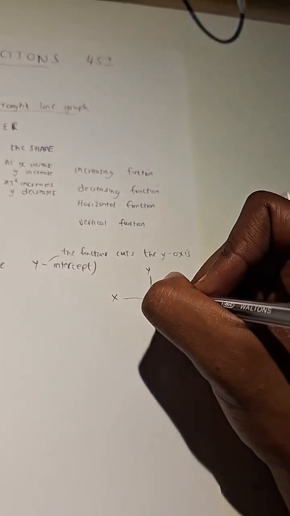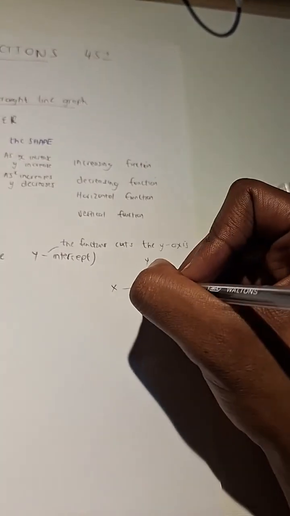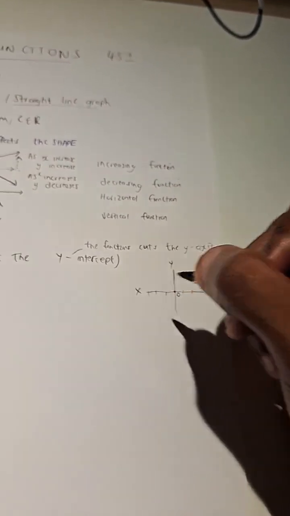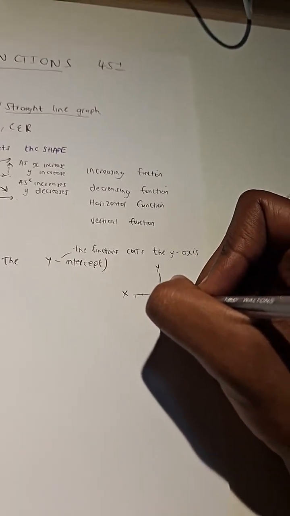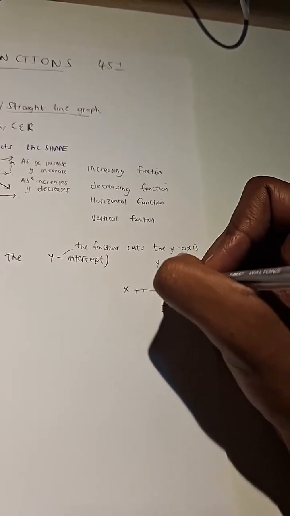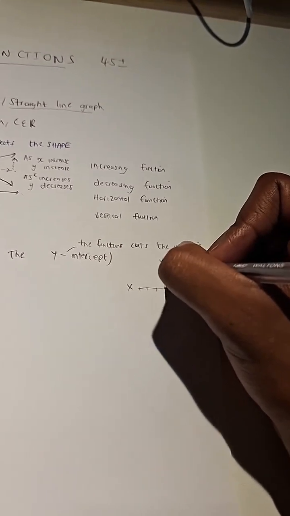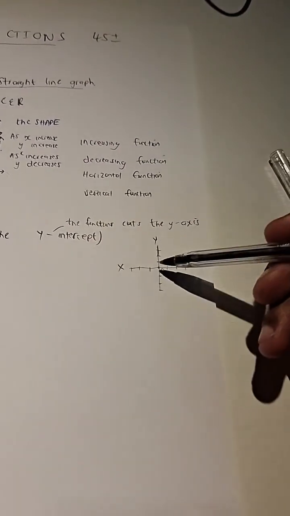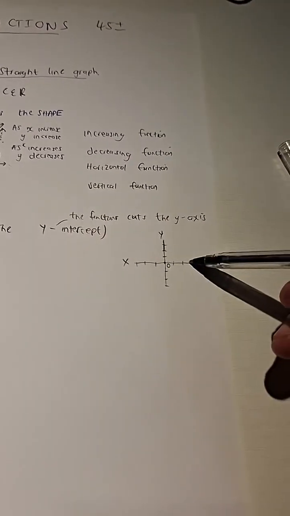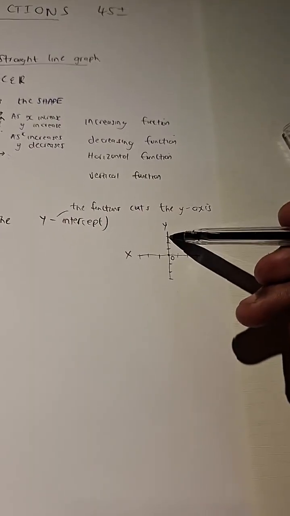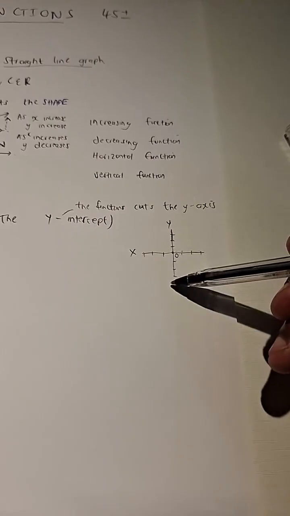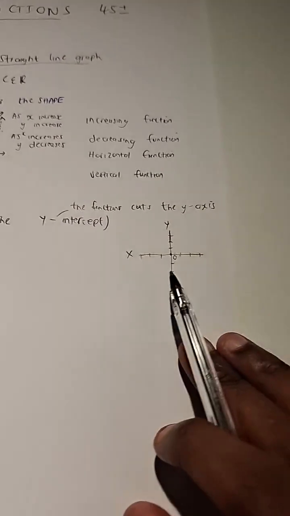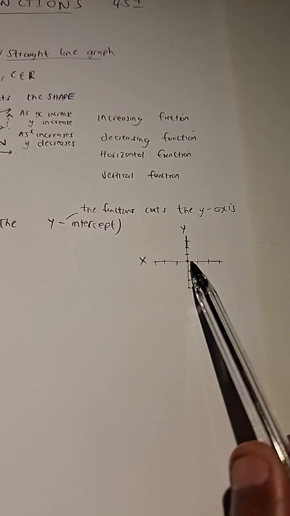Okay, then this side you have all the positive numbers, and this side you have all the negative numbers for x. Then here you have the negative numbers for y, and you have the positive numbers for y. So that's why we say above the x-axis, the values of y are positive. Below the x-axis, we say the values of y are negative, all right?